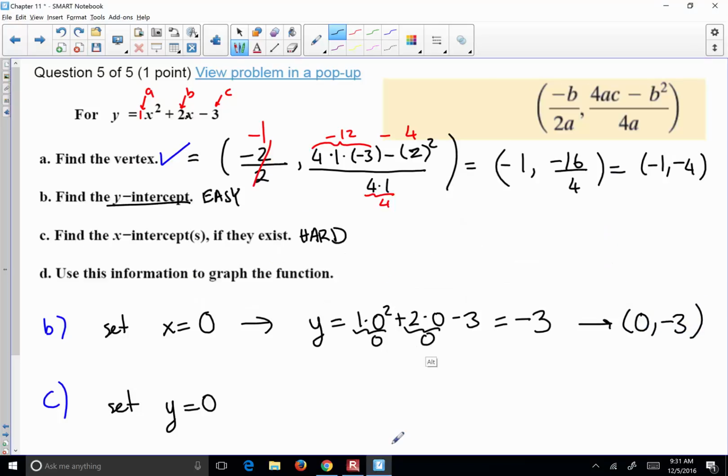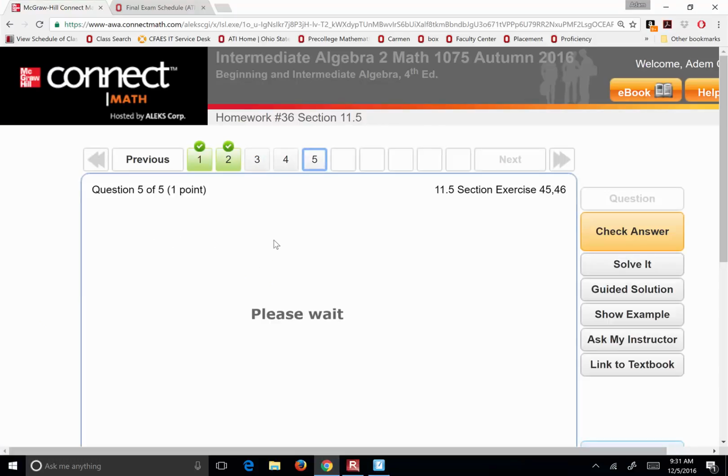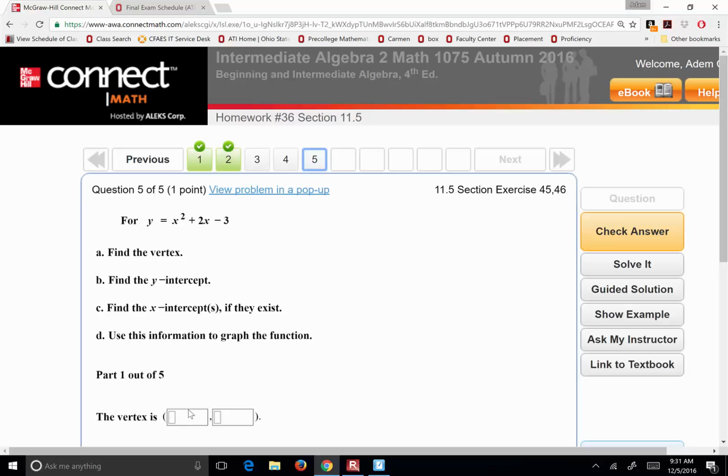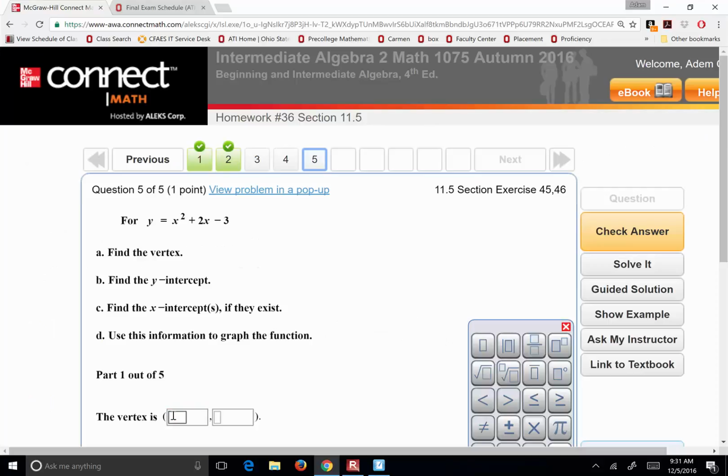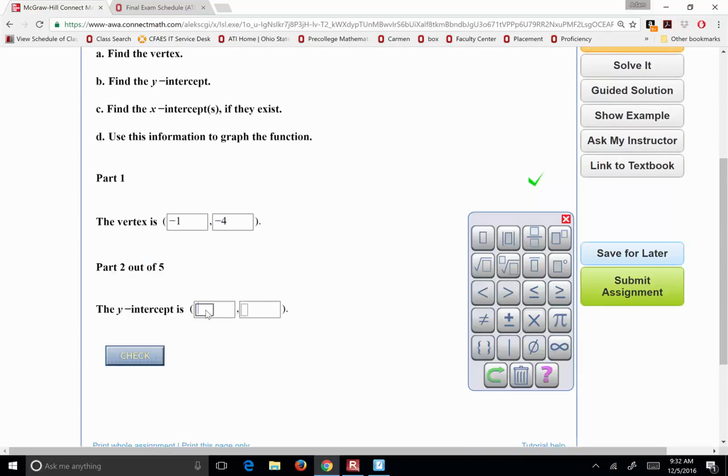Why don't we substitute this? See if we run the right path. So we found the vertex as negative 1, negative 4. Check. And the y-intercept happened to be 0 and what was it? Negative 3.